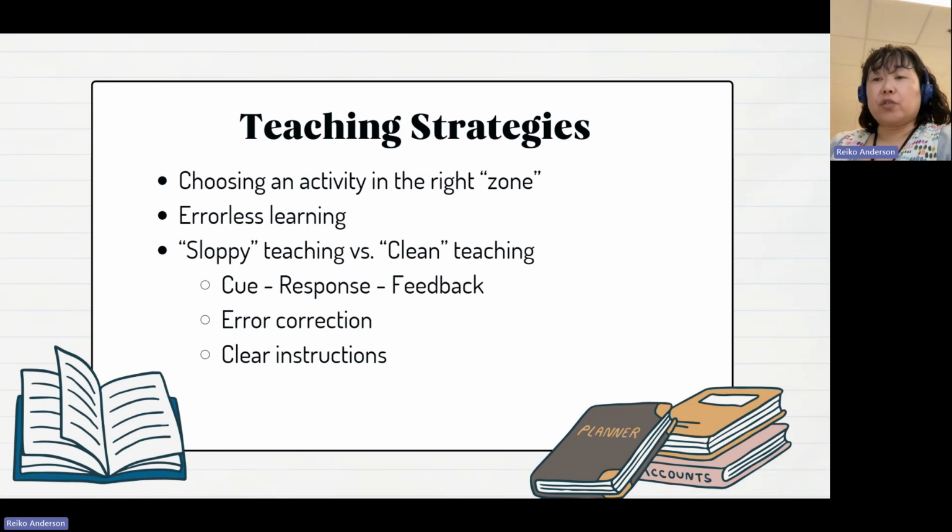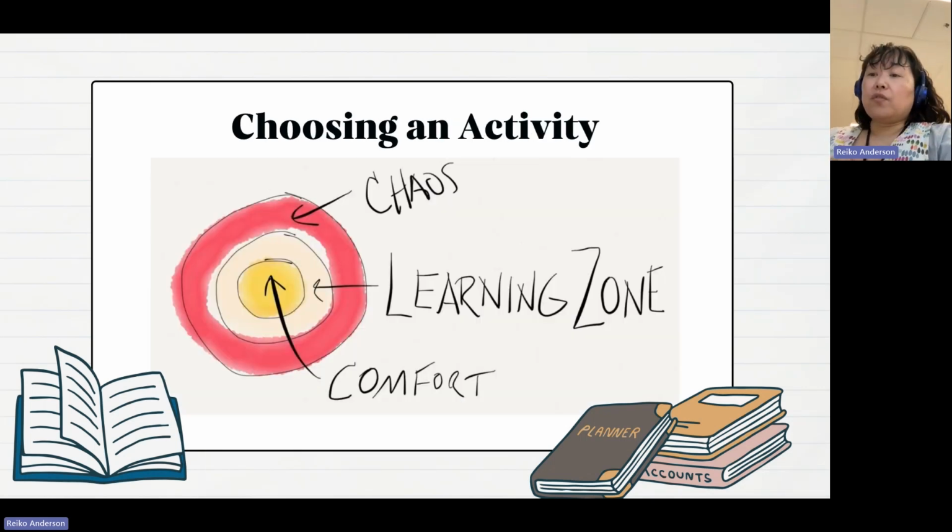So some of the teaching strategies we're going to learn here are about choosing an activity that's in the right zone, errorless learning, sloppy teaching versus clean teaching. So the first step is to think about choosing an activity. What we want to do is shoot for that 80 to 100% correct zone. That is our learning zone.